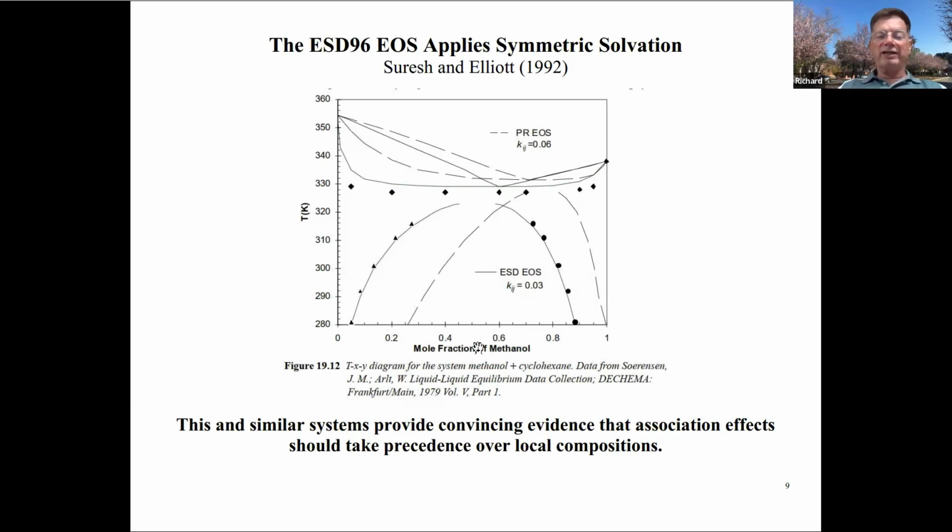Nothing with any kind of reasonable value of local composition parameters that I could tie to statistical mechanics could give me this kind of representation of the phase behavior of cyclohexane plus methanol. So Peng-Robinson is representative of any of those mean field theories or perturbation theory types of phase behavior that you're going to get. And you can see it's just bad.